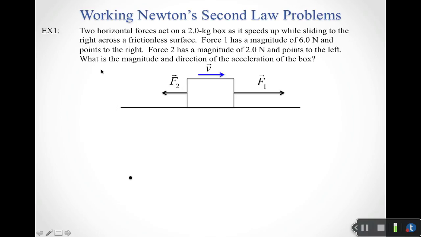Force 2, right here, has a magnitude of 2 newtons and points to the left. We want to know what's the magnitude and direction of the acceleration of the box. So you notice a couple things here. One is, here's my sketch. In this case, it's effectively already provided. That's fine.